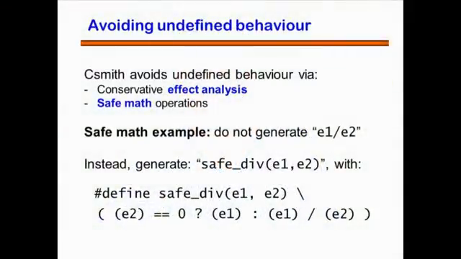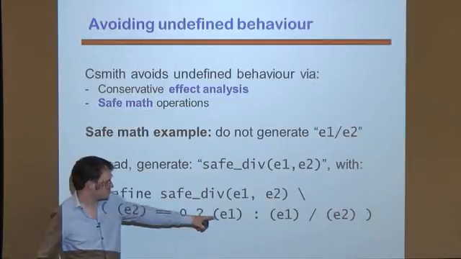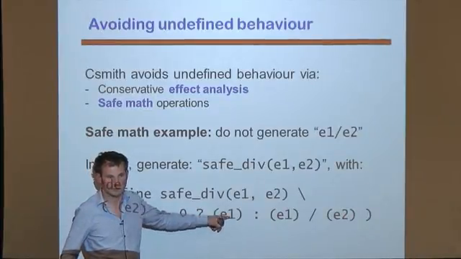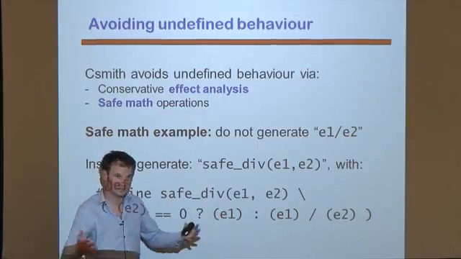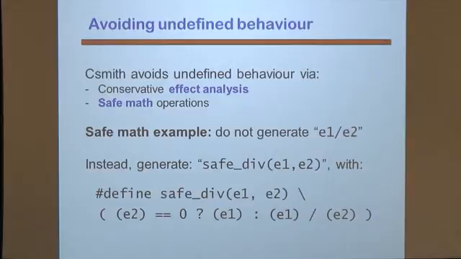So Csmith has this effect analysis and also uses safe math operations. So for instance, instead of generating a divide where E1 and E2 are random expressions, Csmith would generate a call to a macro called safediv that would take E1 and E2, and the macro uses the ternary operator to say that if E2 is 0, then the result of evaluation would just be E1, the numerator. Otherwise, it would be the actual division. And there's nothing special about E1 here. The point is that we need to give some defined result, and E1 is probably more interesting than just 0 or 3 or something, because E1 is itself potentially a large and interesting randomly generated expression.